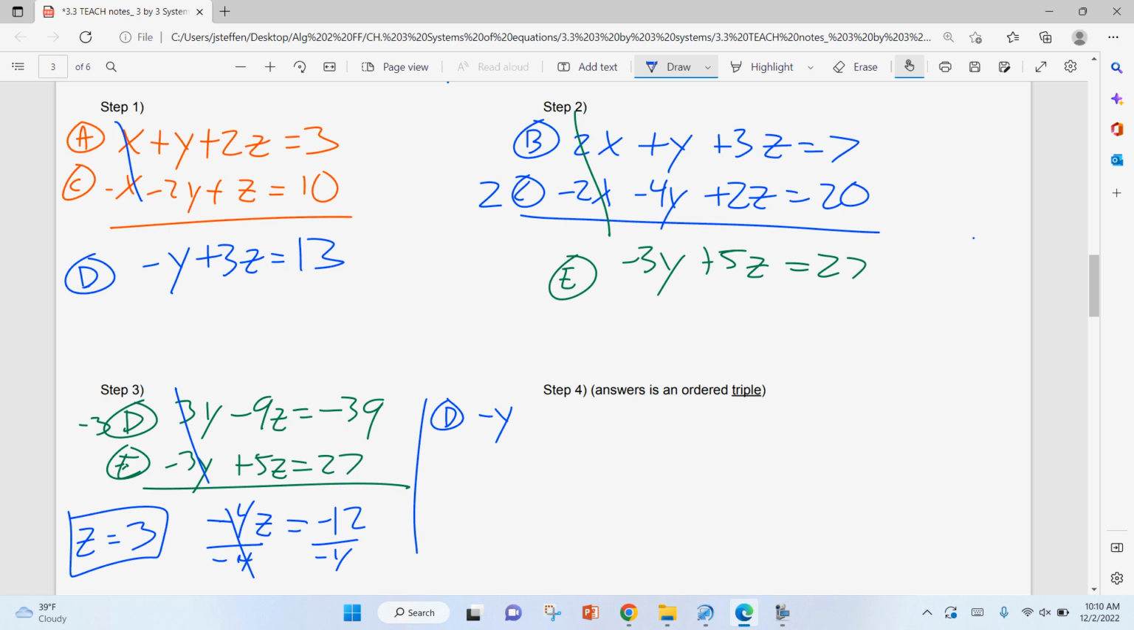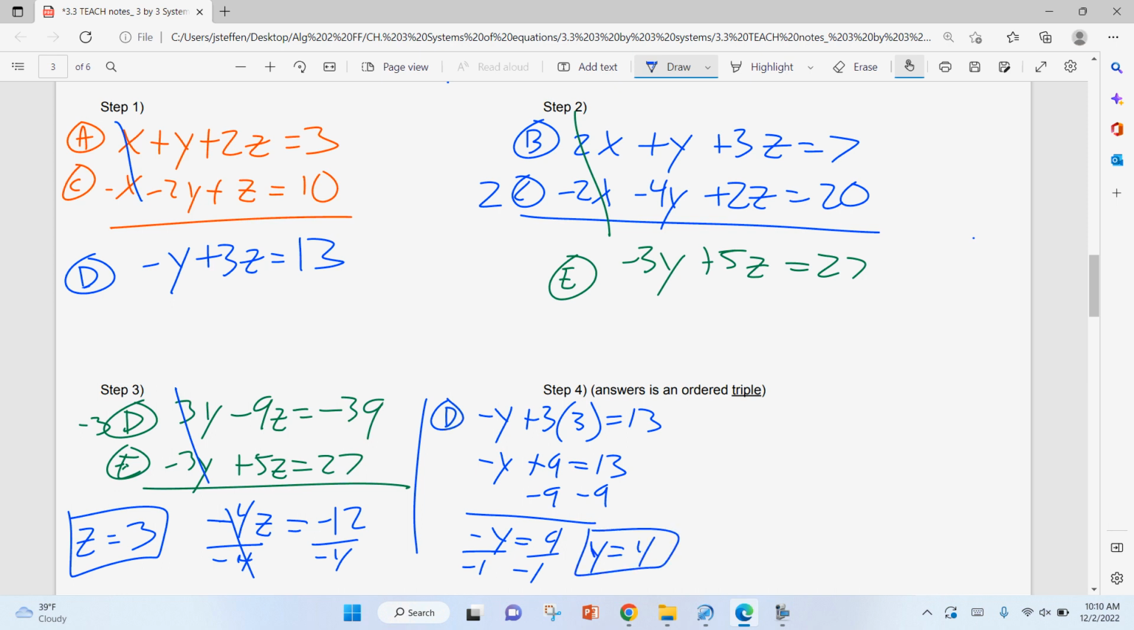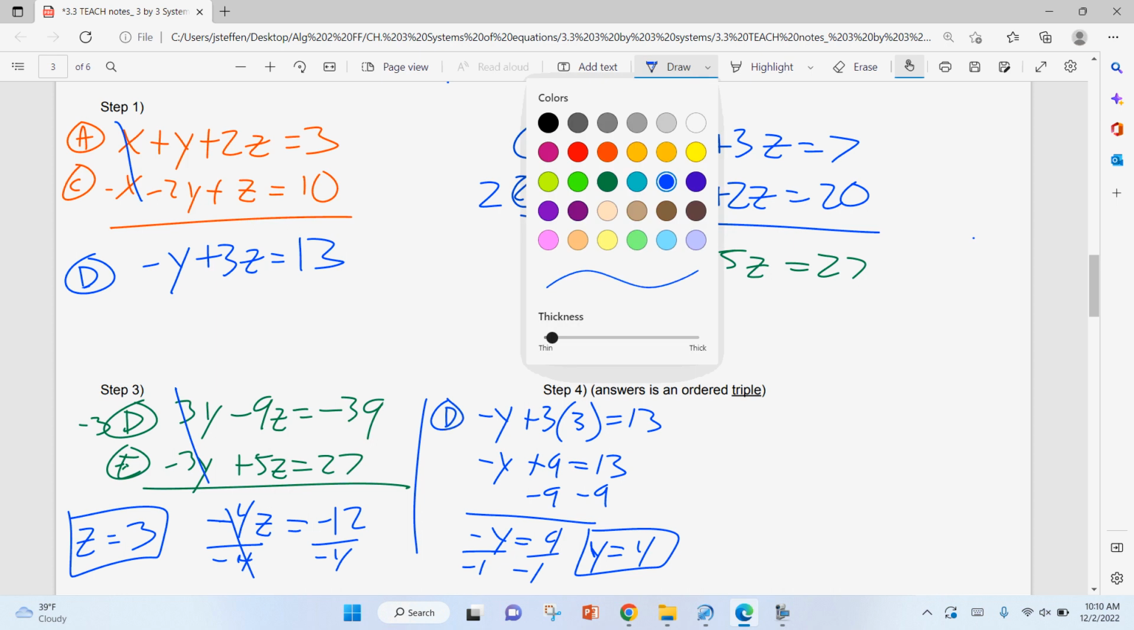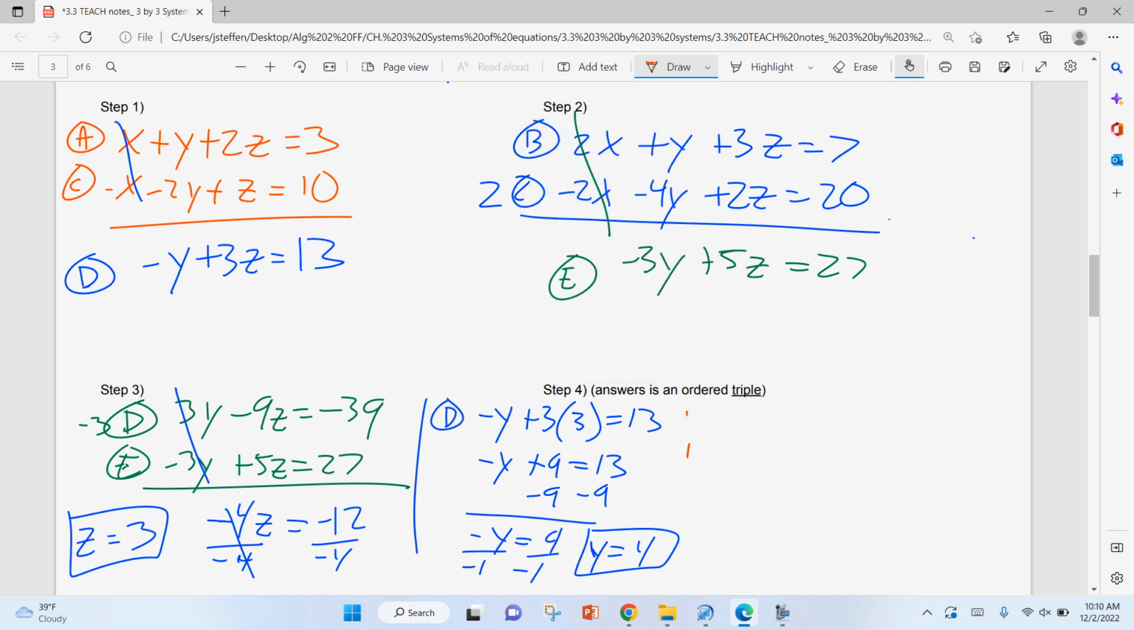I have -y plus 3 times 3 is equal to 13. That's -y plus 9 is equal to 13. If I subtract 9 from both sides, I get -y is equal to positive 4. Since it's a -y, you divide by -1 to get that y by itself. We get y is equal to 4. So we have 2 variables. We're getting there. We're in the right direction.